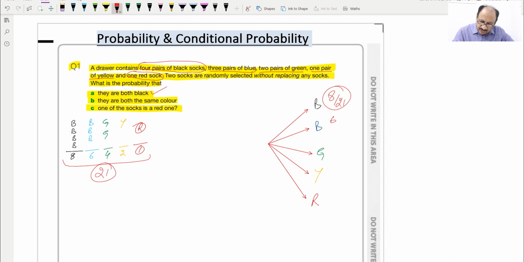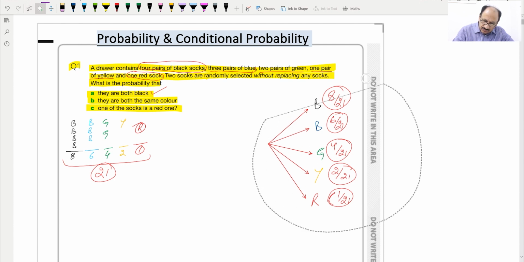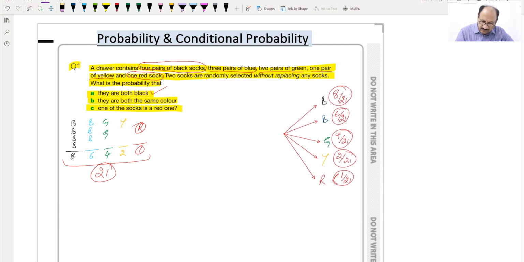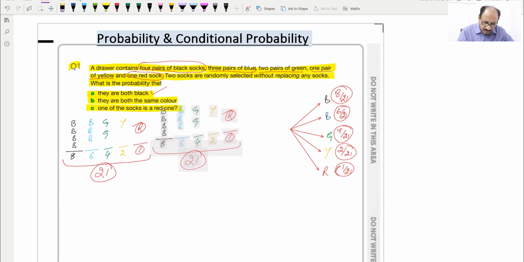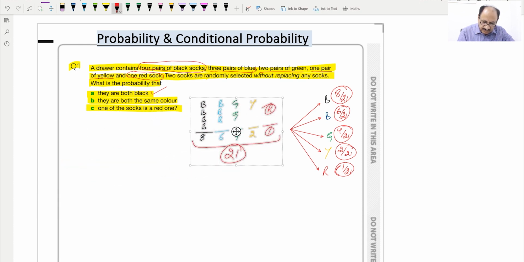For blue, it will be 6 out of 21. Similarly, for green, there are 4 green, so 4 out of 21. Hopefully you are understanding. Yellow are 2, so 2 out of 21. And red is only 1 sock, so it will be 1 out of 21. Hopefully you got this as well. Now I'm just reducing a little to save space, and this is the probability tree diagram which we have done. And I will shift this over here, and this is the detail of the question.